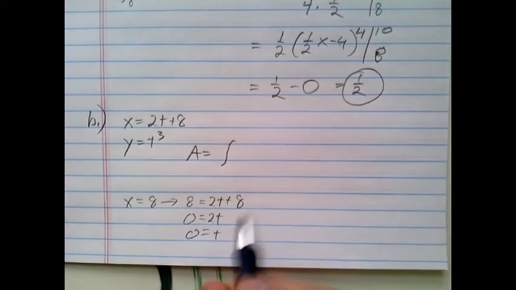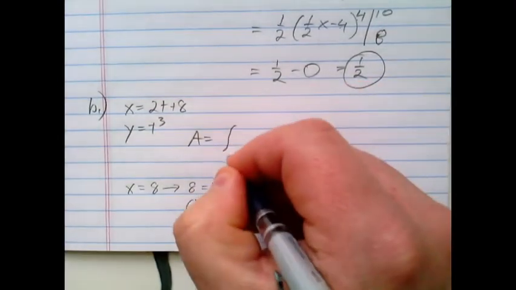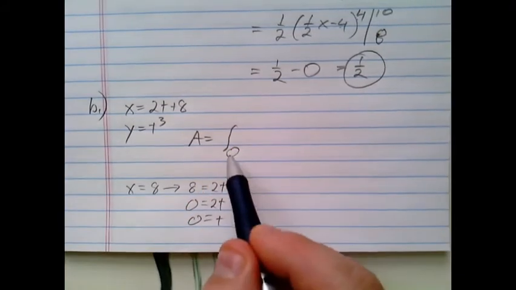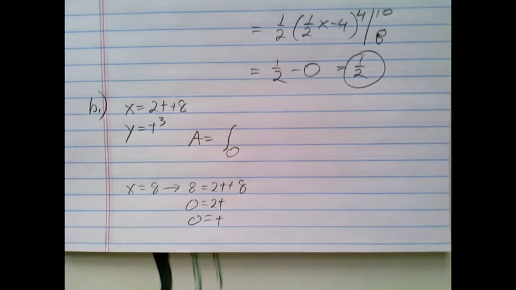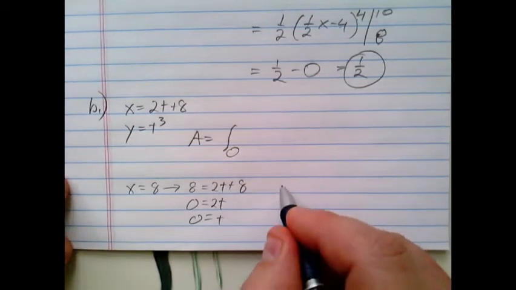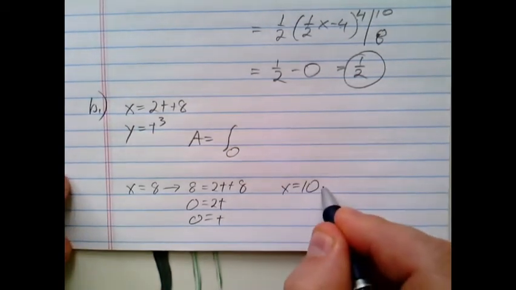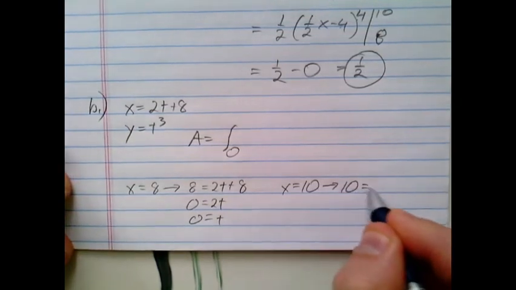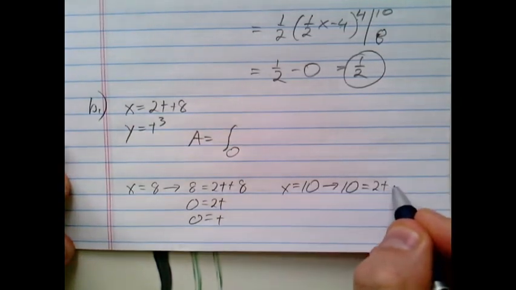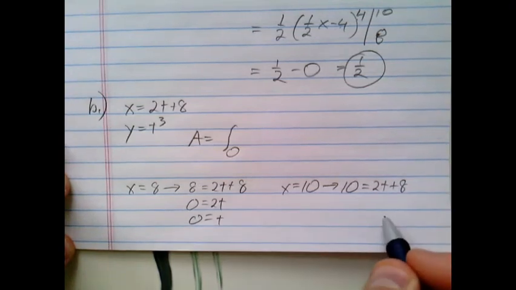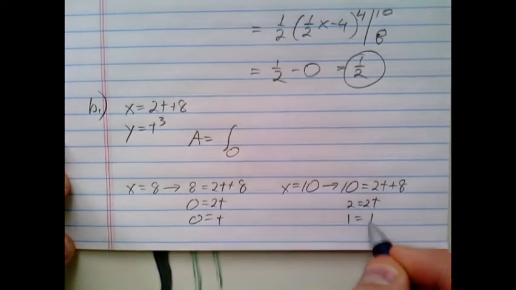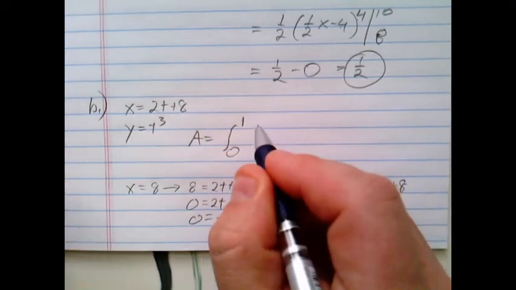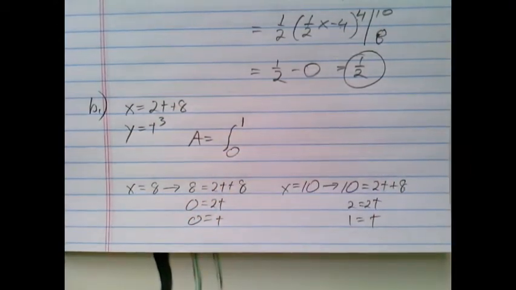If I'm going to be integrating with respect to t, then instead of having an x value down here, I need to have the t value that corresponds to x equals 8. And x equals 10 would be 10 equals 2t plus 8, so 2 equals 2t, so 1 equals t. So I translated my x values to t values. Oh, those are nice t values.